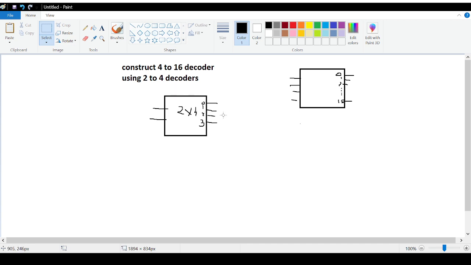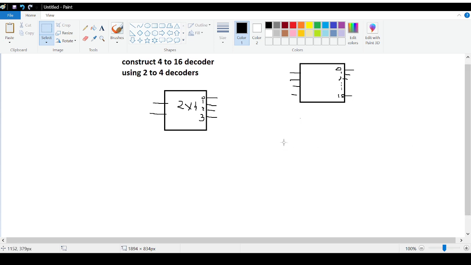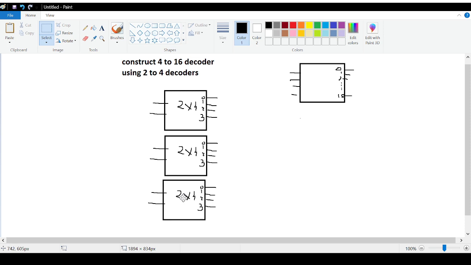So a 2 to 4 decoder has how many outputs? 4 outputs. So if you want to build a decoder that has 16 outputs, how many 2 to 4 decoders would you need? Because one 2 to 4 decoder has 4 outputs. So if you need a total of 16 outputs, how many of these would you need? 4. Right, you will need 4 of them. So this is the first hint: you need 4 of them, because you need 16 outputs, right?